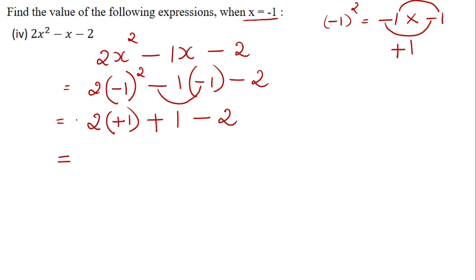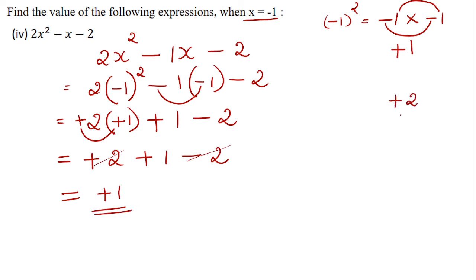So this is equal to, so if there is no sign plus, right? So plus into plus is plus. 2 ones are 2. Plus 1 minus 2. So plus 2 and minus 2 gets cancelled, right? So the answer is plus 1. Or you can write it this way, plus 2 plus 1. Both same signs. So add 2 plus 1, 3. And then subtract minus 2. You get bigger number sign and subtract plus 1.